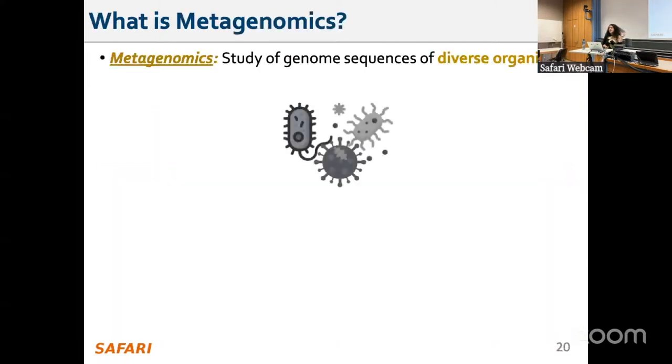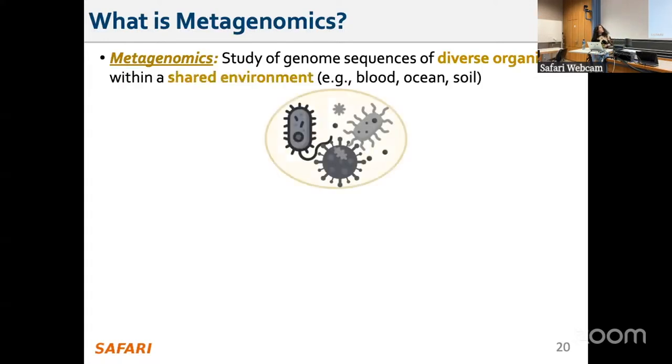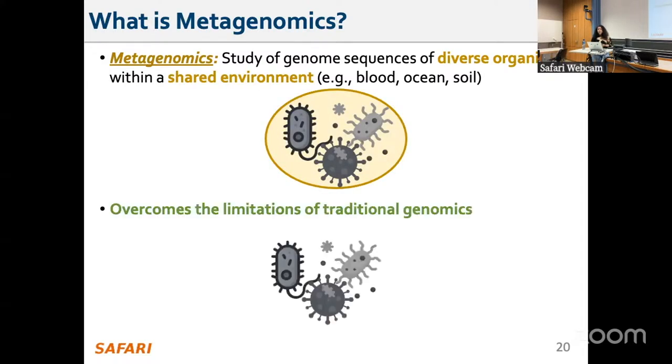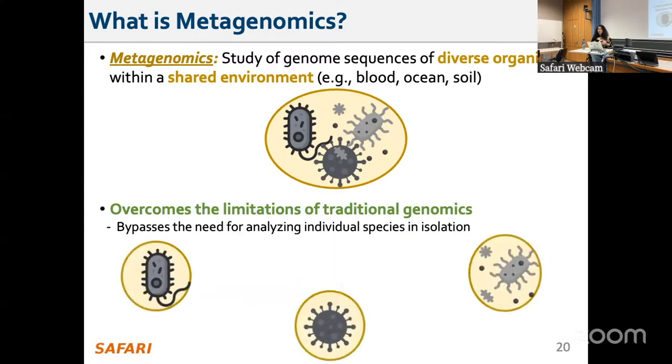Metagenomics is the study of genome sequences of diverse organisms within a shared environment, for example, in blood or ocean or soil, etc. It overcomes the limitation of traditional genomics in the sense that it bypasses the need for analyzing each of these individual species in isolation, which might not be possible in several critical use cases.